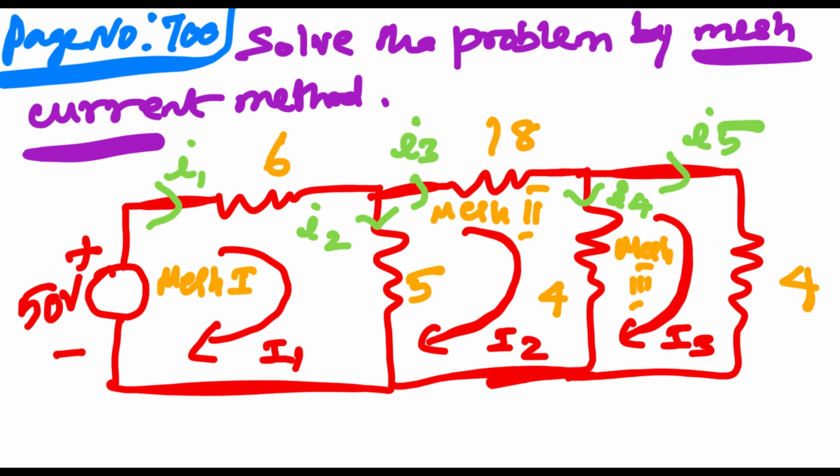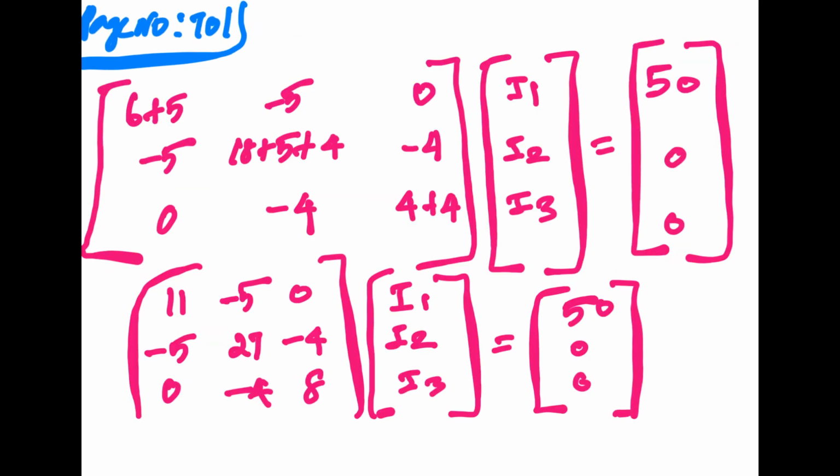Left side put minus. Kirchhoff's voltage law apply. The algebraic sum of the voltages around a closed circle is 0. And Ohm's law apply. 6, 5, 18, 4 and 4 ohm resistance. Mesh 1 contains 6 and 5 ohm resistance. Mesh 2 contains 18, 5 and 4 resistance. Mesh 3 contains 4 and 4 resistance. Mesh 1 and 2 common element is 5. And mesh 2 and 3 common element is 4.